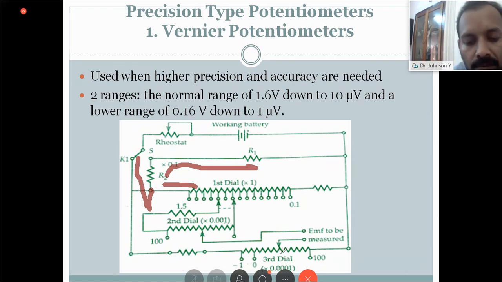Thereby the precision can be increased more. Due to time constraint, I did not discuss it in detail. And here, the EMF to be measured can be connected here. So that is the Vernier potentiometer.